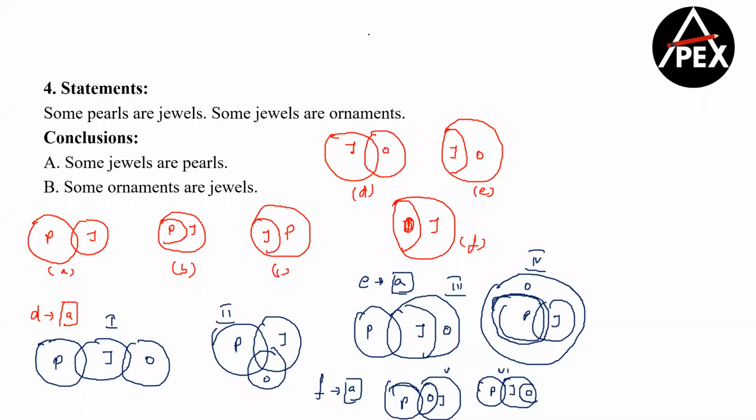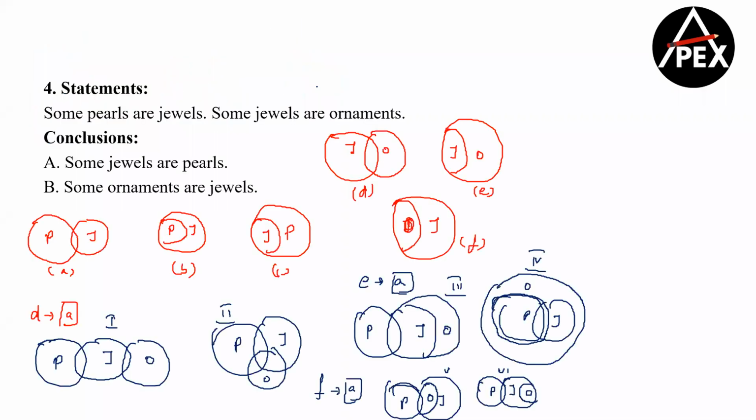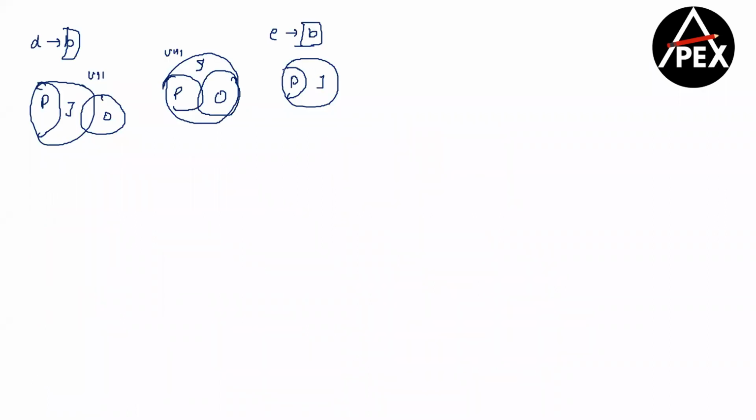So how does B look? Definitely, I have J, I have P. Correct? Sorry. So E looks like J is inside O. If J is inside O, maybe the diagram is like this. Correct? Next what? F to B.